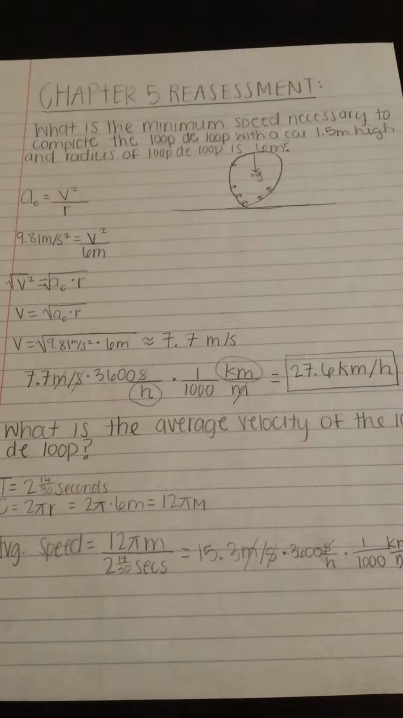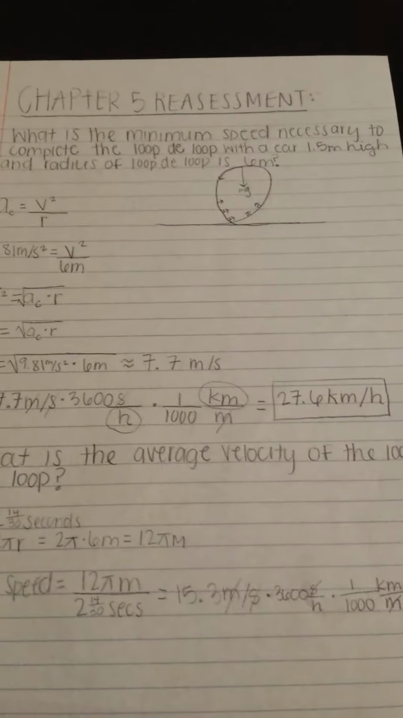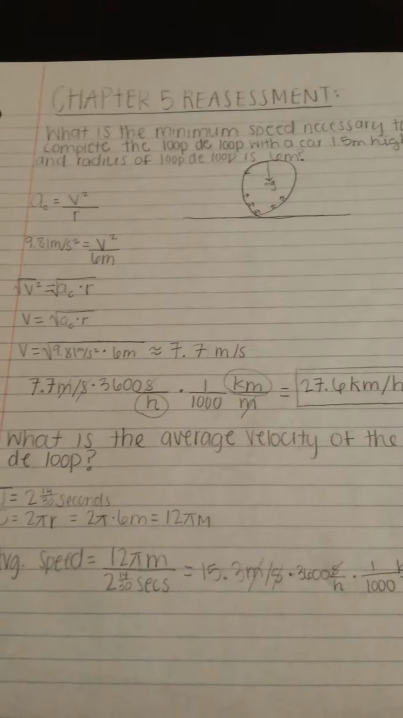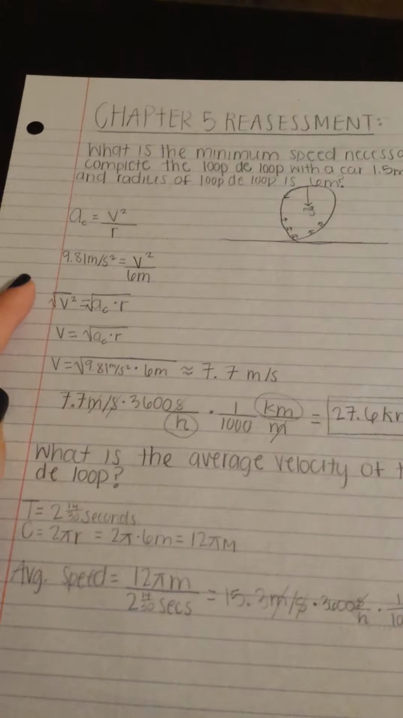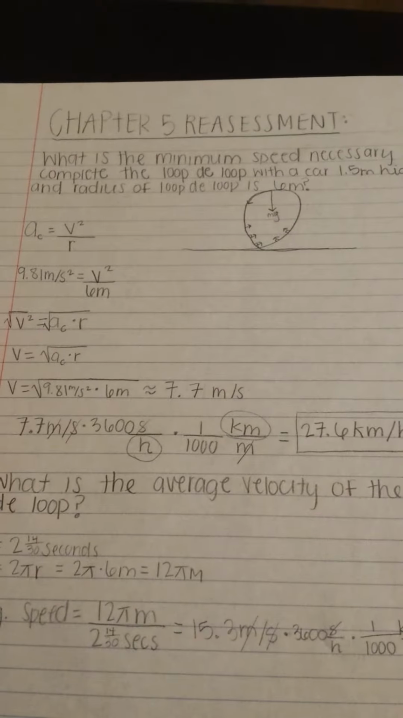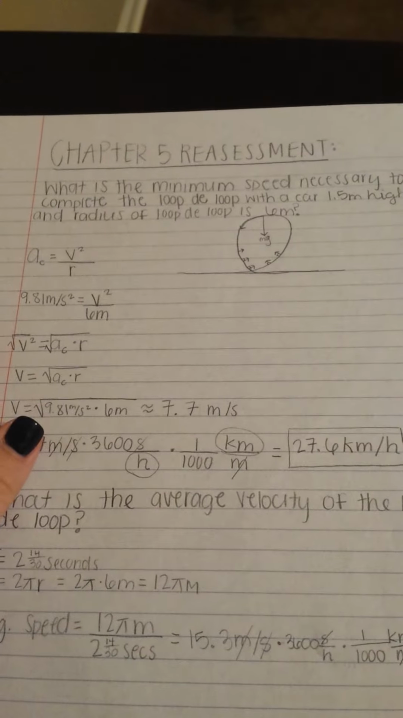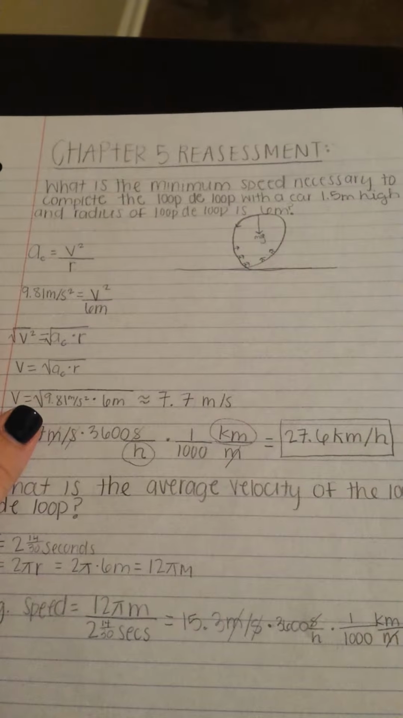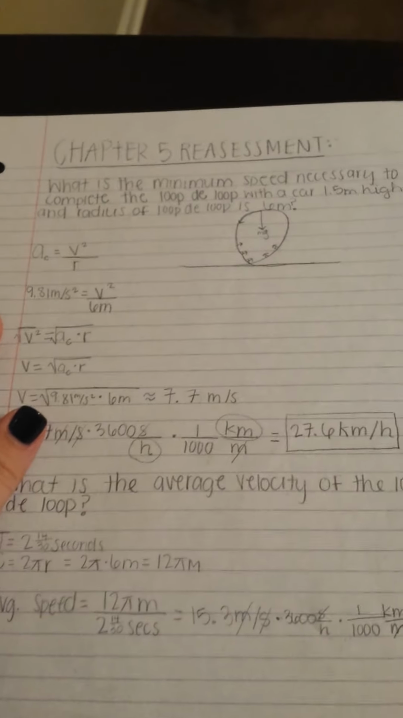Okay, this is my Chapter 5 reassessment. I did a problem executing the use of the acceleration on a circular motion. It says, what is the minimum speed necessary to complete the loop-de-loop with a car that's 1.5 meters high and a radius of the loop-de-loop is 6 meters.